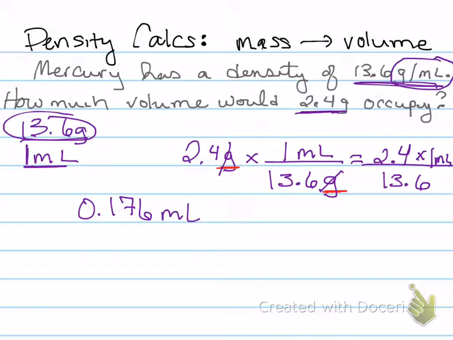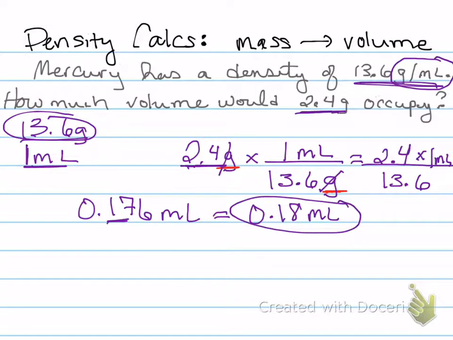And my calculator actually spits out a lot more numbers than that, 0.1764 and a bunch of other things. Here, my original number only has two numbers in it. So my final answer can only contain two numbers. So I'm going to round that 7 because the next number after it is a 6. So we're going to go 0.18 milliliters. And this is our final answer for this question.